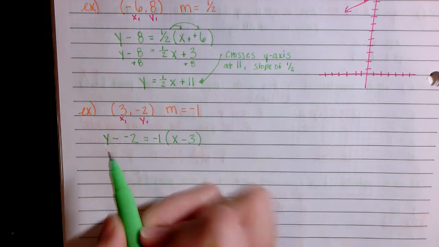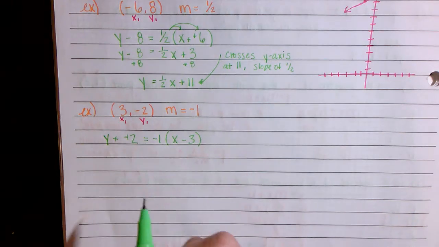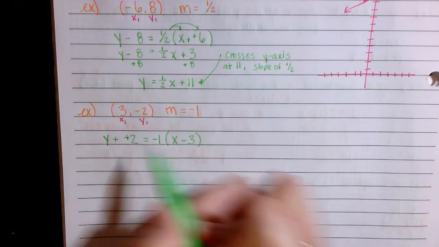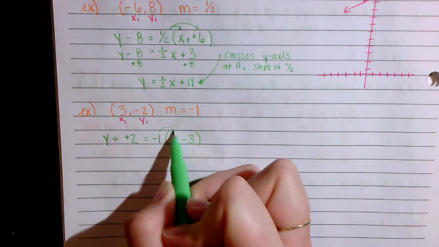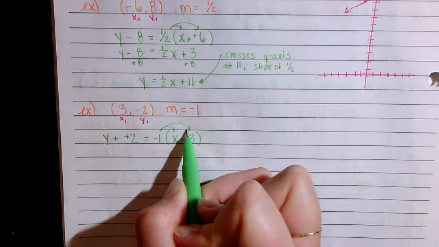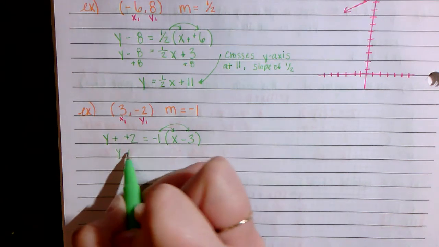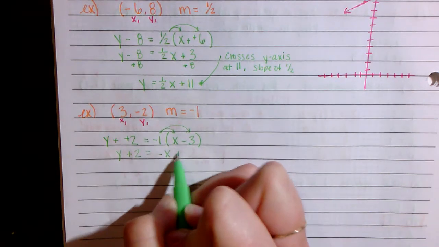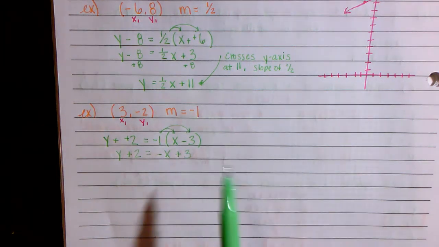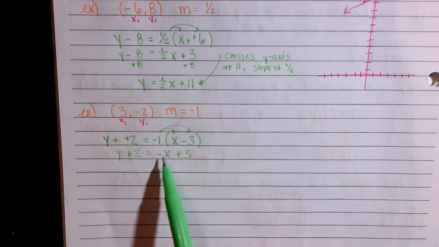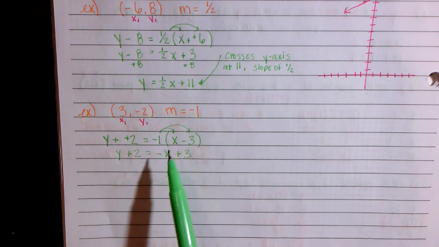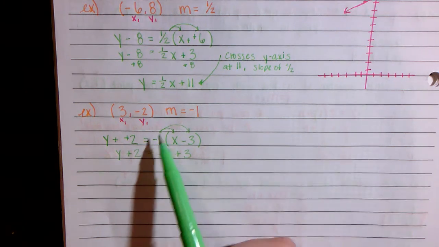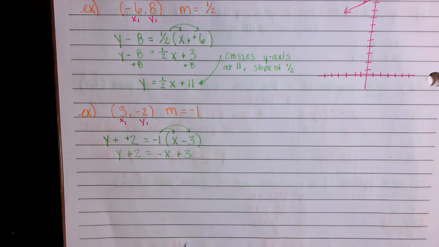of this. So over here, I know that two negatives make a positive. And over here, I know that I need to distribute. So I have y plus 2 equals negative x plus 3. The reason I got that is because negative 1 times x is just negative 1x. We don't ever really write the 1. And negative 1 times negative 3, two negatives make a positive.